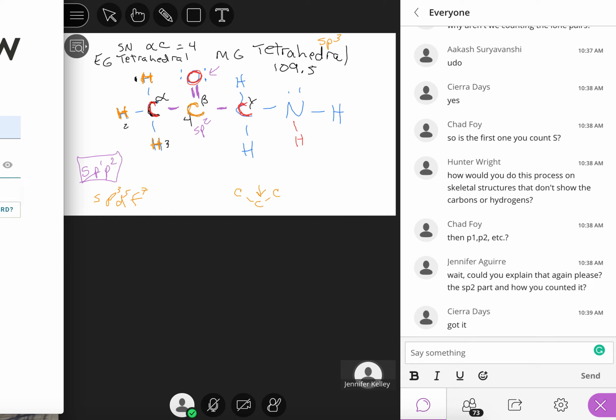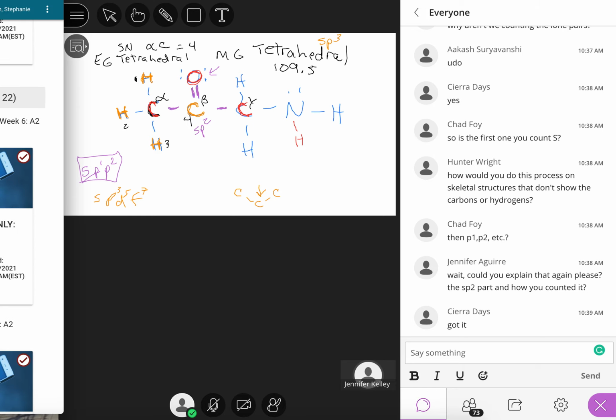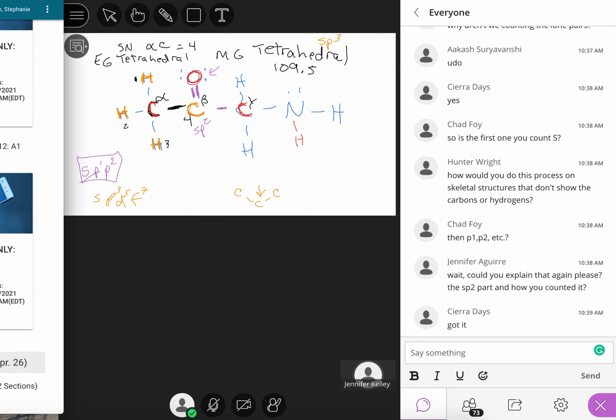Absolutely. Okay. So I'm going to do it in black. We're counting the things that are directly connected to the carbon. So 1, 2, 3. There are 3 things. So I'm going to go S, P1, P2. So that's 1, 2, 3 of them. And then my answer is just going to be sp2.